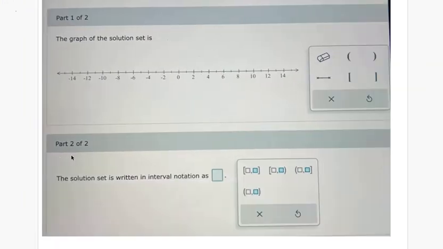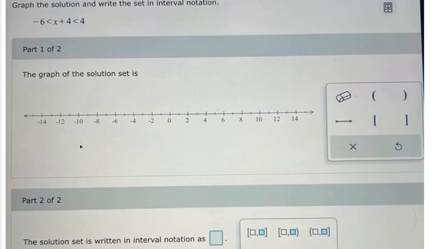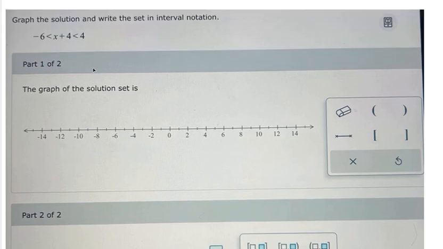Now I got everything. So we're asked to graph the solution and write the set and interval notation. So a solution in math is where we get the variable by itself. We want just x by itself or y by itself or something like that. So x isn't by itself in what we call this compound inequality.